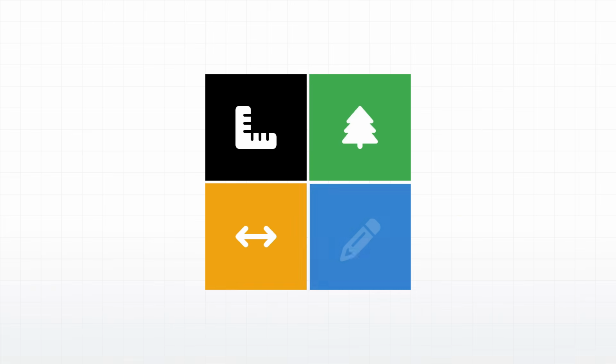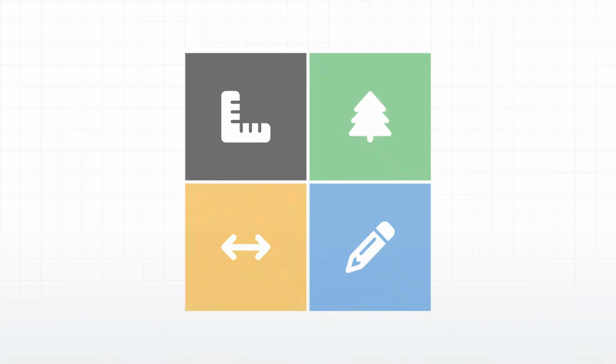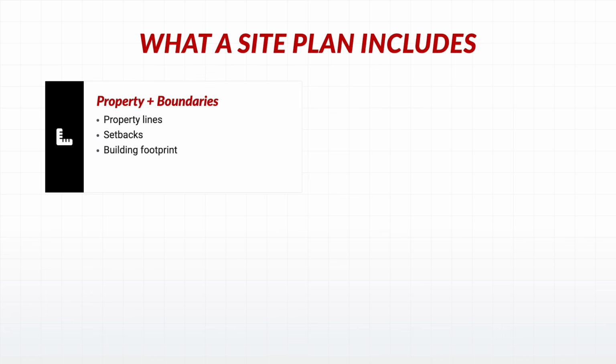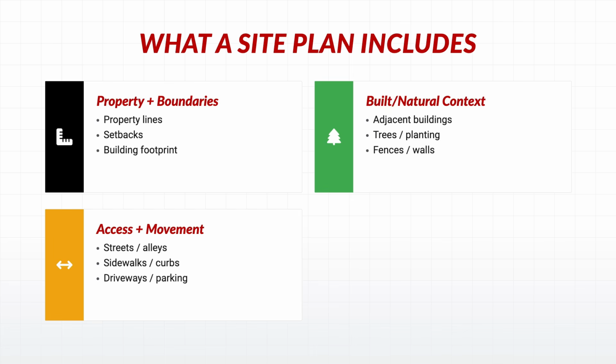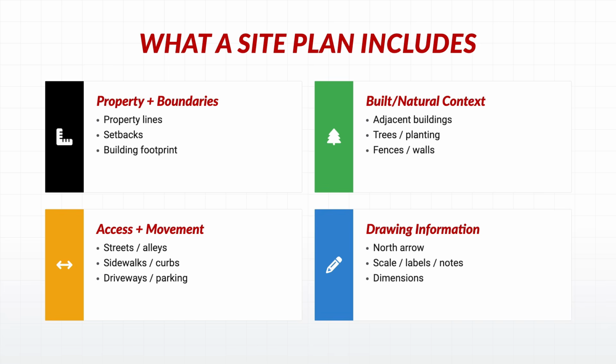A clear site plan brings together four main families of information. Property information establishes the legal framework, the property lines, required setbacks, and buildable area. Built and natural context shows what already surrounds the project: neighboring buildings, trees, fences, walls, paving, and topography when it is available. Access and movement describe how people and vehicles reach the site through streets, sidewalks, driveways, paths, and parking. And drawing information, including dimensions, labels, a scale, and a north arrow, makes all of those relationships understandable.